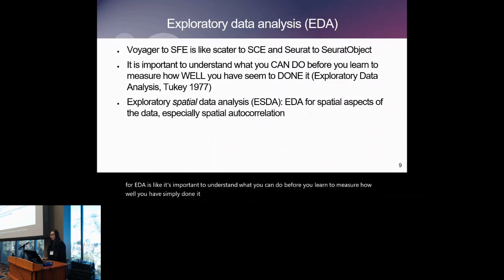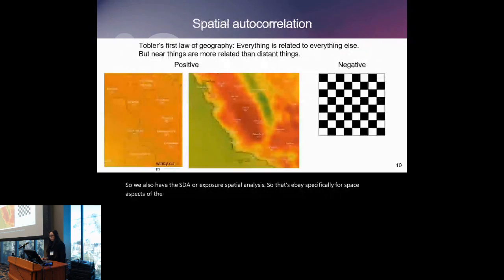However, usually those methods do not take the spatial information into account. So we also have ESDA, or exploratory spatial data analysis. That's EDA specifically for the spatial aspects of the data. A very important aspect of ESDA is spatial autocorrelation. The spirit of that can be summarized in Tobler's first law of geography: everything is related to everything else, but near things are more related than distant things.